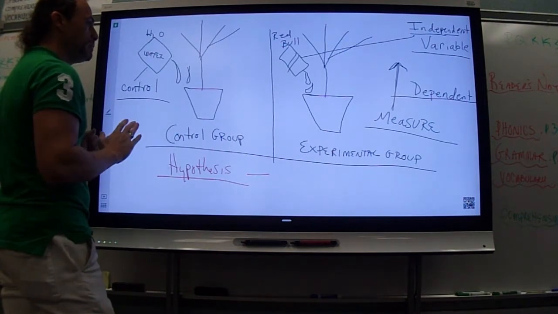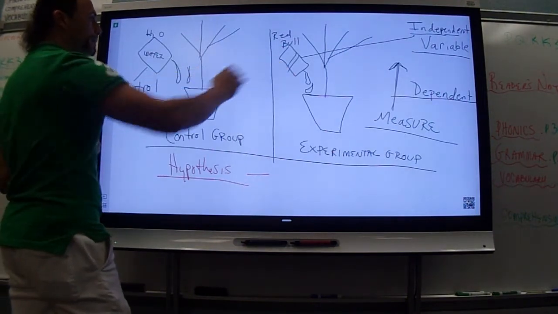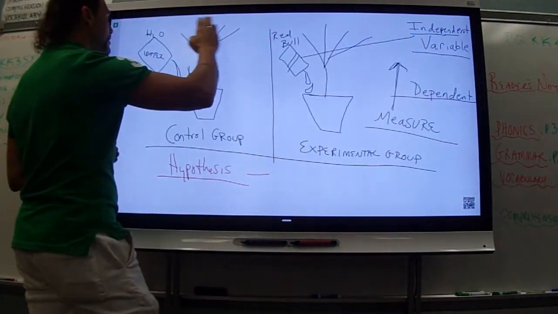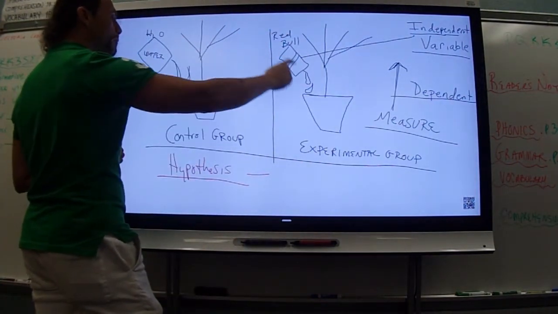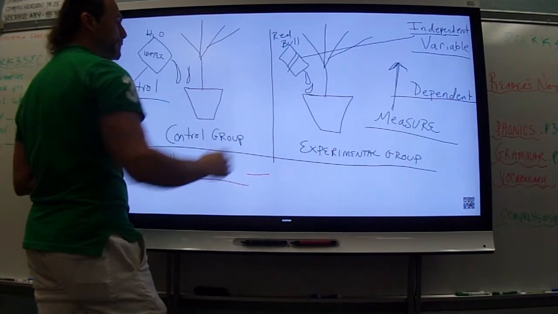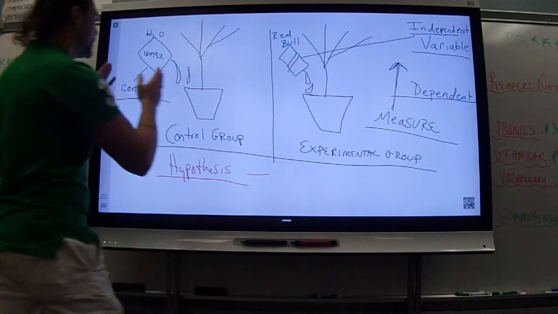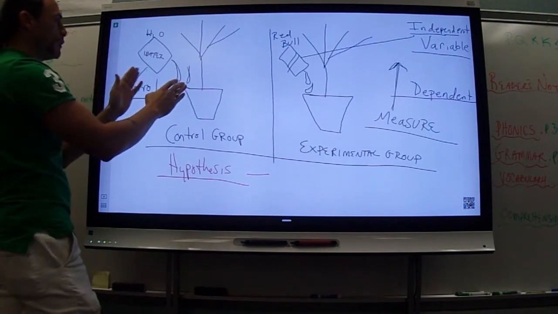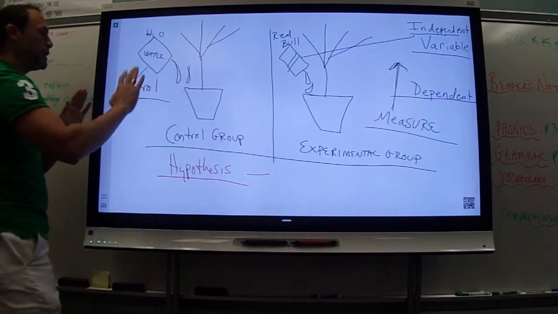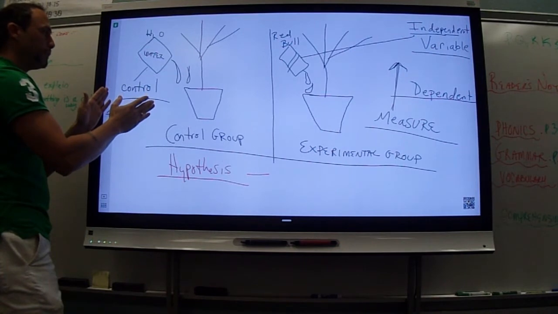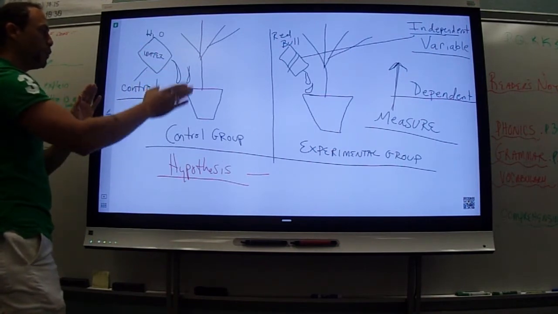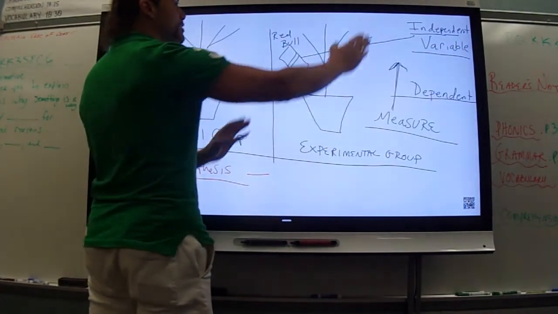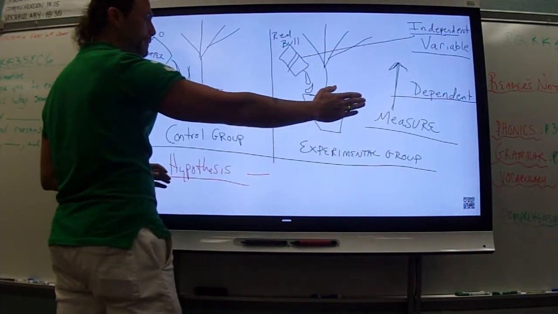The only difference would be over here, what we call the independent variable. In this case, it's Red Bull. We're pouring Red Bull onto a plant, okay? In this case over here, we don't have anything special. It's just water. It's the part we're not really changing. It's the control. So the water, the basic normal, is control. The one we're using to make a change is called the independent variable.